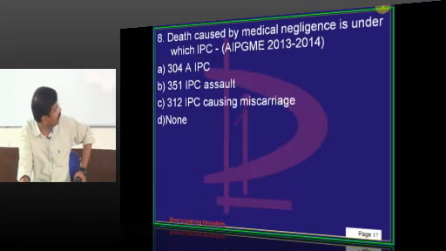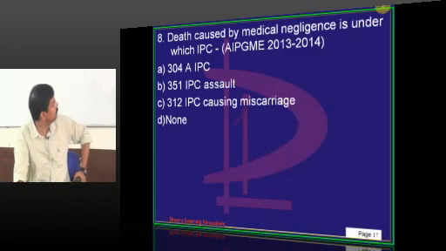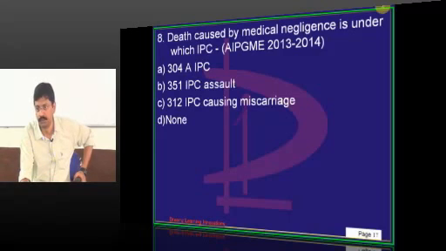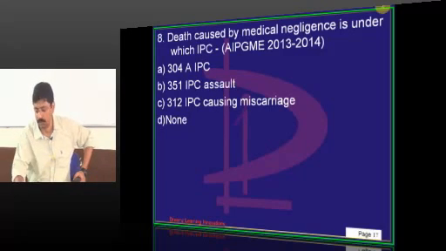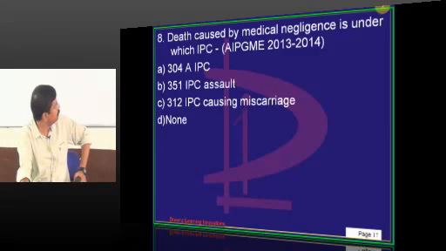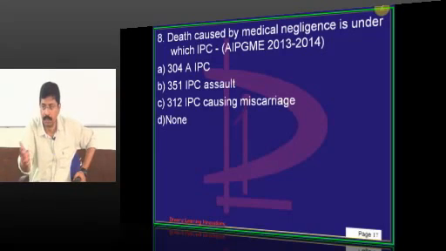Death caused by medical negligence is under which section of IPC? 304A. No one will forget that, 304A, rash and negligent act, okay. 304 is culpable homicide not amounting to murder, and under it there are 304A and 304B. One is 304A, where it is rash and negligent death, and 304B is dowry death. 351 is assault. Assault is nothing but threatening another person, okay. So that I will hit you, okay, that is called assault.